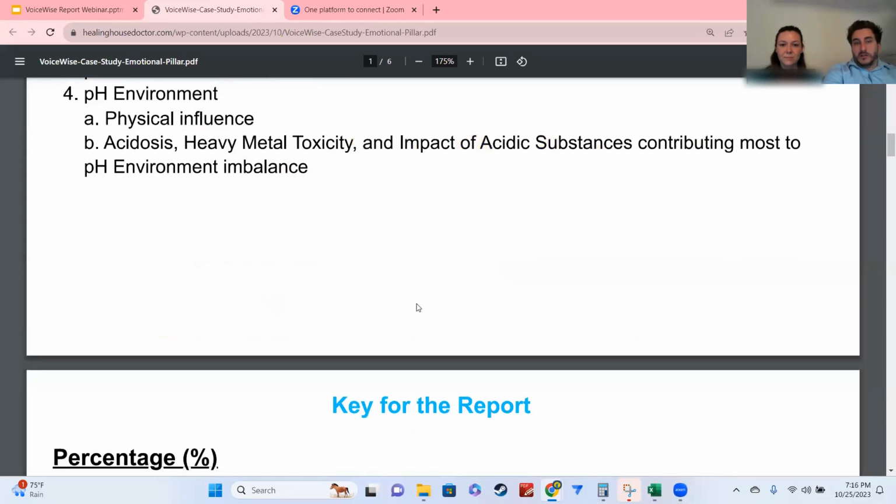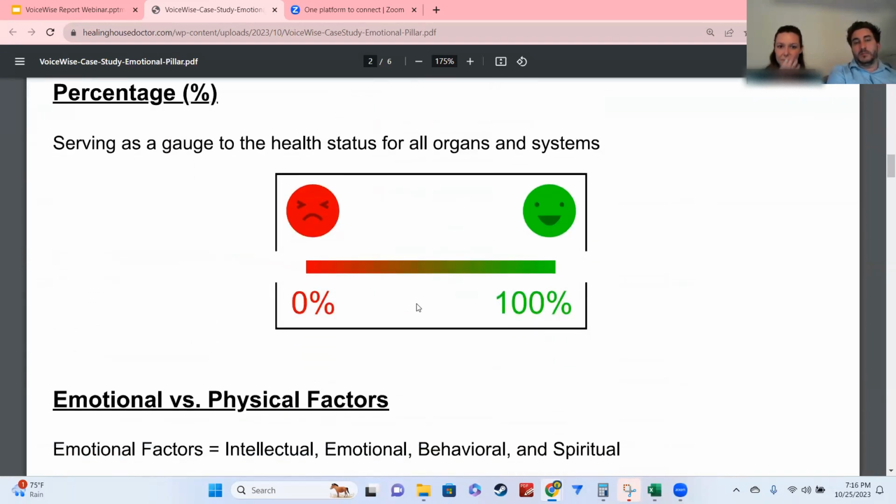So then on the next page, you have your key. So we have a 0 to 100%. Closer to 100%, that's a great grade. However, we also want to let you know, for those of you that are currently looking at your report, that really what you want to look at is a 50% or higher is a passing grade.